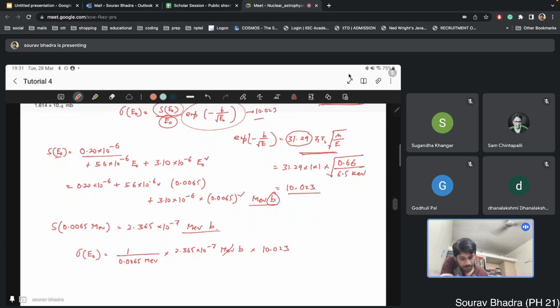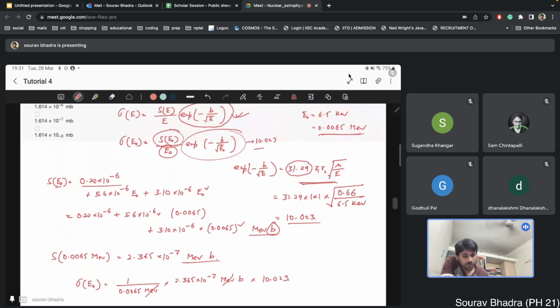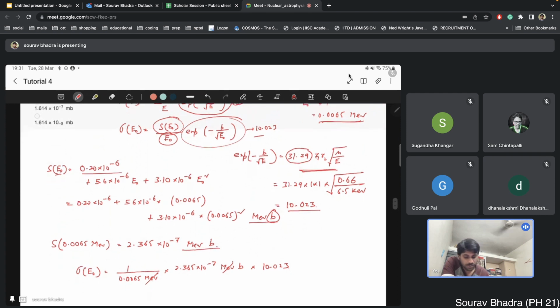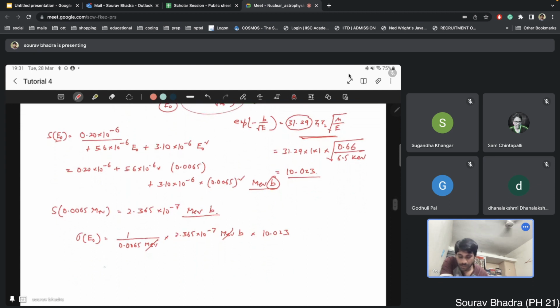Now this MeV will be cancelled out. So you can do it in keV also, no problem. So in that case it will be keV barn unit, anything, and the result will be 1.614 into 10 to the power minus 9 barn. Okay. And if you go from barn to millibarn, it will be 1.614. Milli means 10 to the power minus 3, that is millibarn.